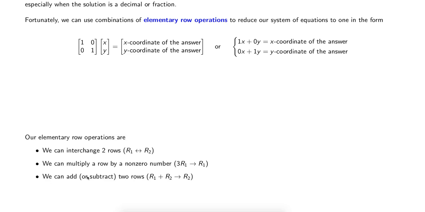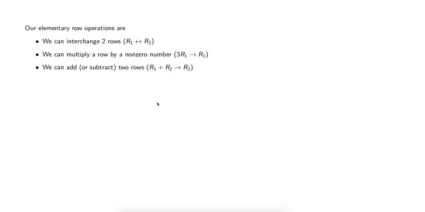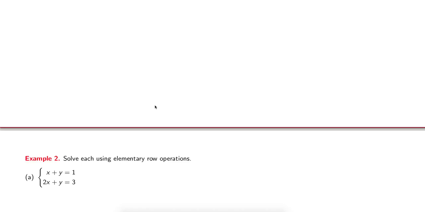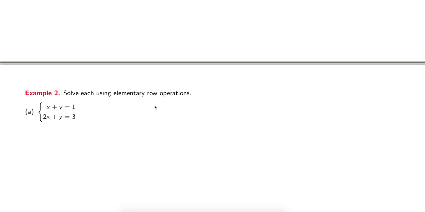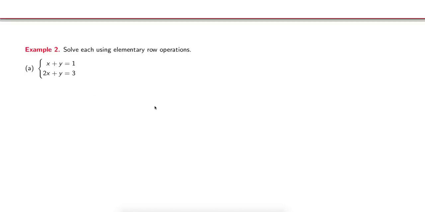And we're going to look at our previous examples using the elementary row operation techniques. We'll take a look at the ones that give an actual answer, and then in the next video we'll take a look at the special solution ones and how to determine that they are special solution answers using elementary row operations. So let's go to example 2A. Solve each using elementary row operations.